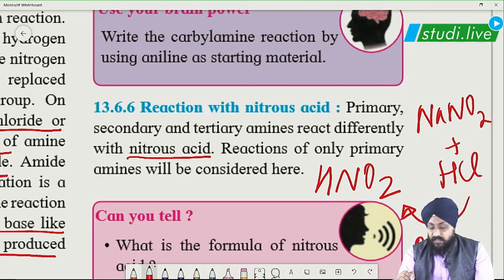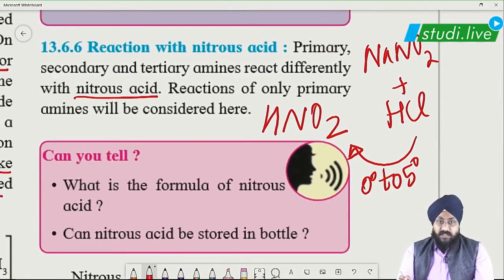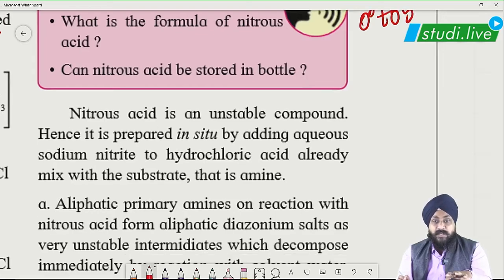At what? At 0 to 5 degree Celsius. At what, students? At 0 to 5 degree Celsius. Now what is going to be the reaction? Nitrous acid is unstable, so it is prepared whenever you require it. It is freshly prepared because it will get decomposed.